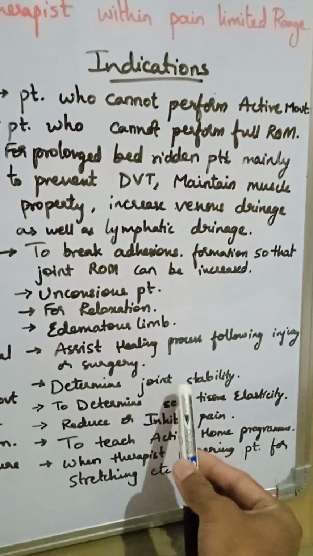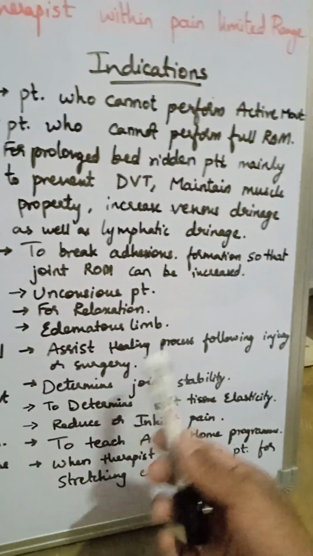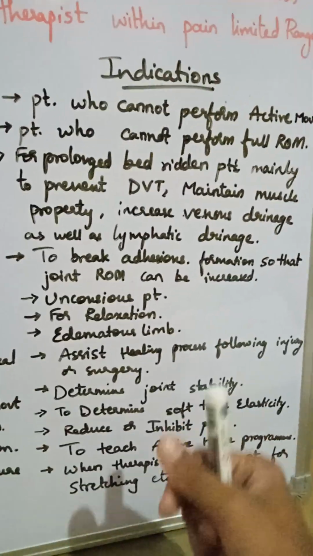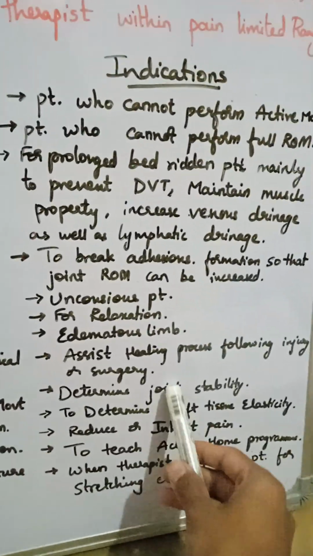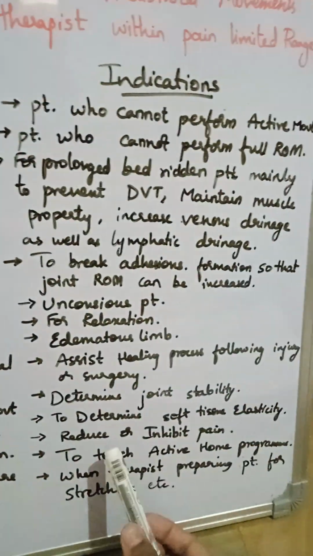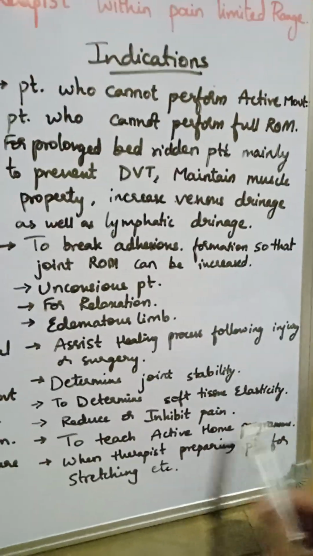And then determines the joint stability and determines the soft tissue elasticity. So before starting any treatment, we do a passive movement so that we can know what the joint status is and what the soft tissue status is. So to examine also we can do the passive movements. Reduce or inhibit the pain, to teach the active home program.